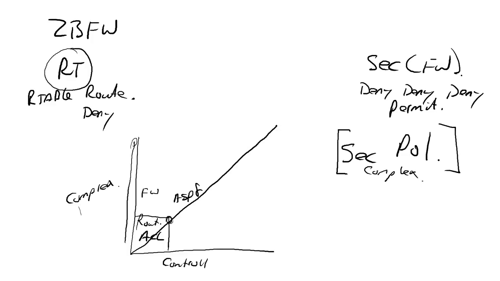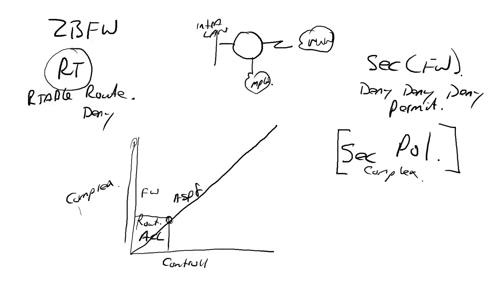ASPF is for when you have a router connected to the World Wide Web and maybe to an MPLS network and to an internal network. Let's call it intra for now, or LAN, whatever the case may be. ASPF works really well because we deny all traffic inbound with an access control list. And we create the ASPF policy over here, and inside the ASPF, we'll say detect.